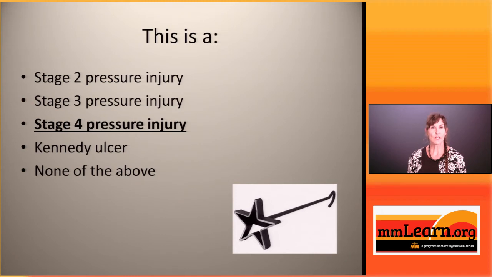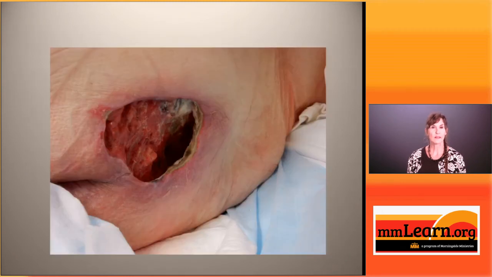And again, if we go back, we can see this is an open full thickness wound. We can see the depth and the base of the wound. And if you were to examine this wound, you would notice that there's extensive undermining all the way throughout. There is some necrotic tissue, but because we can visualize the base of the wound and we can see some exposed muscle, we know that this is indeed a stage 4 pressure injury.